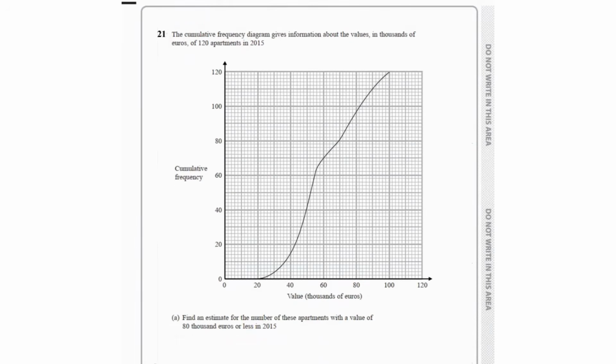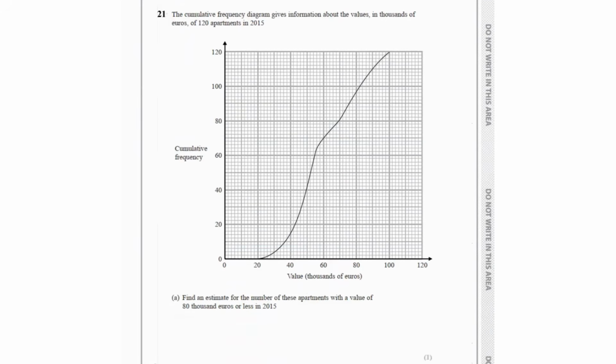Then you can get a cumulative frequency question. It says the diagram gives information about the values in thousands of euros of 120 apartments in 2015. Find an estimate for the number of these apartments with a value of 80,000 euros or less in 2015. So for 80,000 euros or less, draw a straight line using a ruler. Please not like the one that I've drawn. Okay, so this is 80, so that is 96.